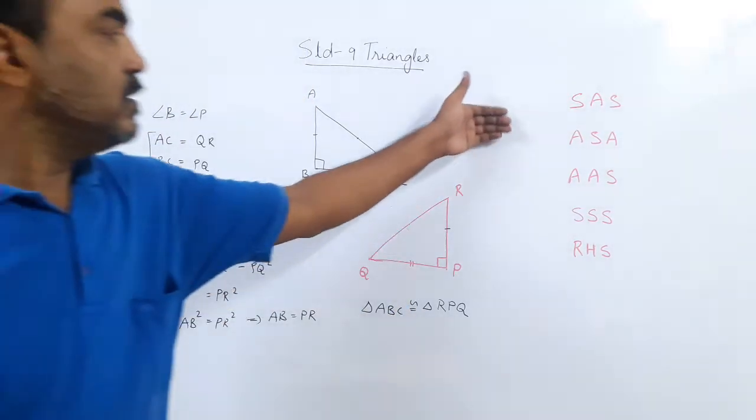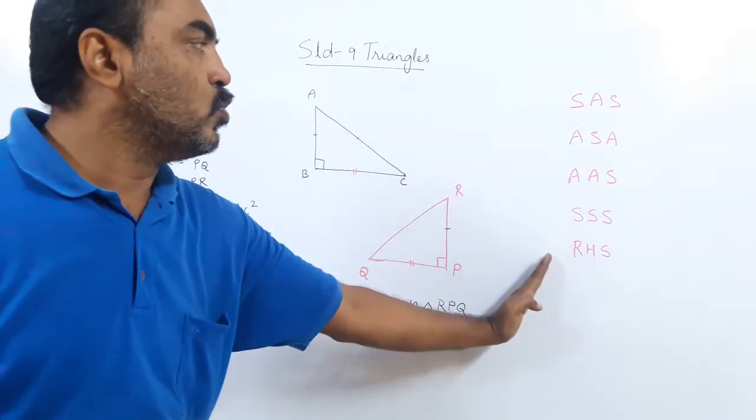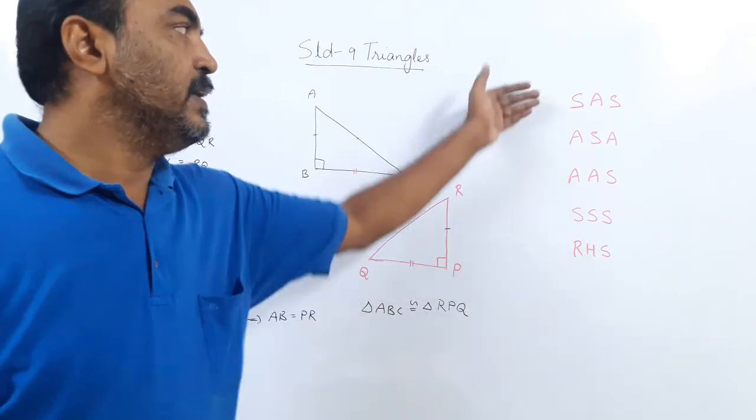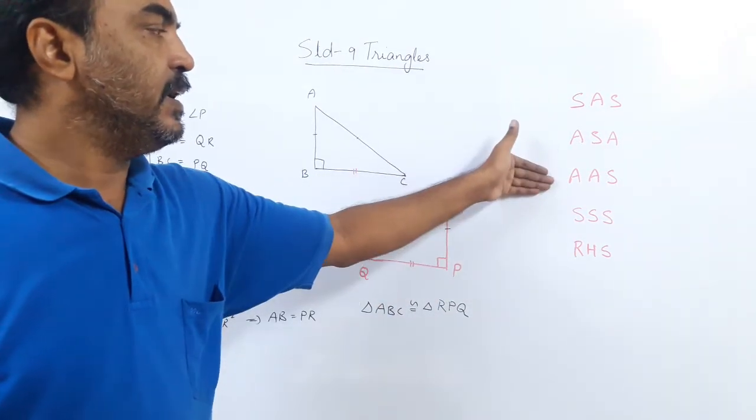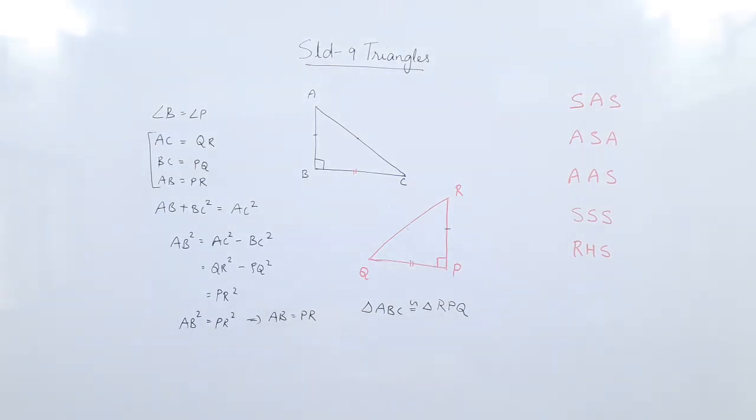So this is the whole congruency done. You have got 5 rules to prove congruency, to prove two triangles are congruent. SAS, ASA, AAS, SSS, RHS. Okay? So this is the part of the congruency of the triangle. And we have done all the 5 methods. Now let us look at a few sums.